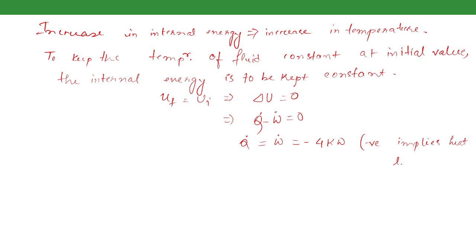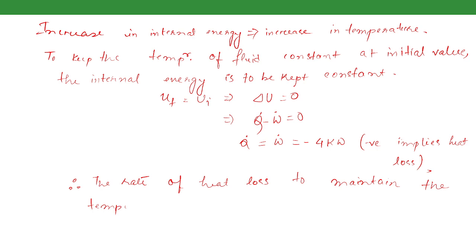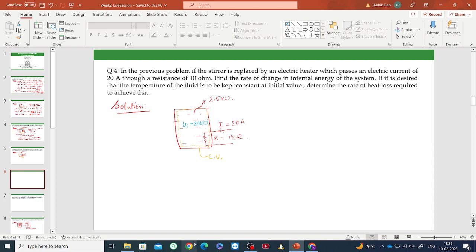Okay, therefore the rate of heat loss to maintain the temperature constant is equal to 4 kilowatt. Since we are already considering it as a heat loss, we are not writing the negative sign here. So I hope it is clear to everybody.